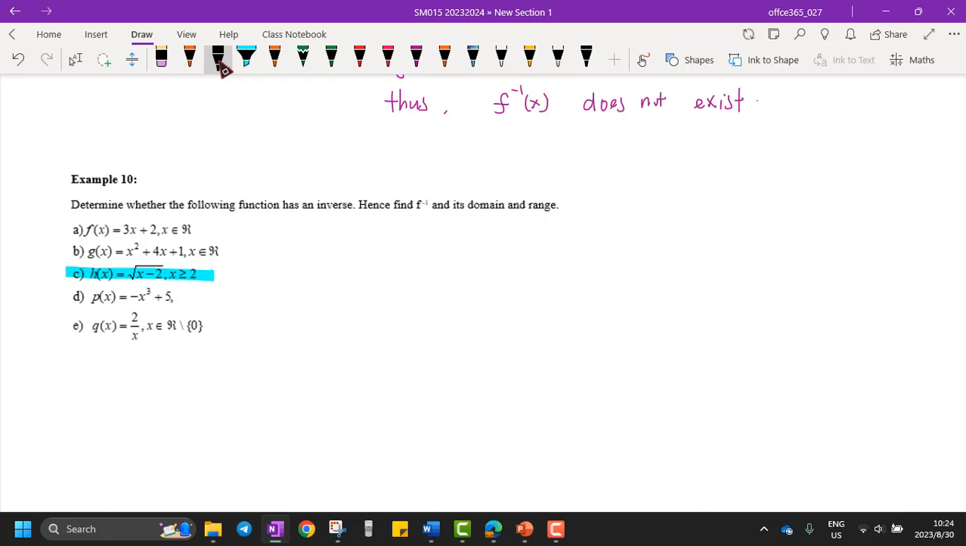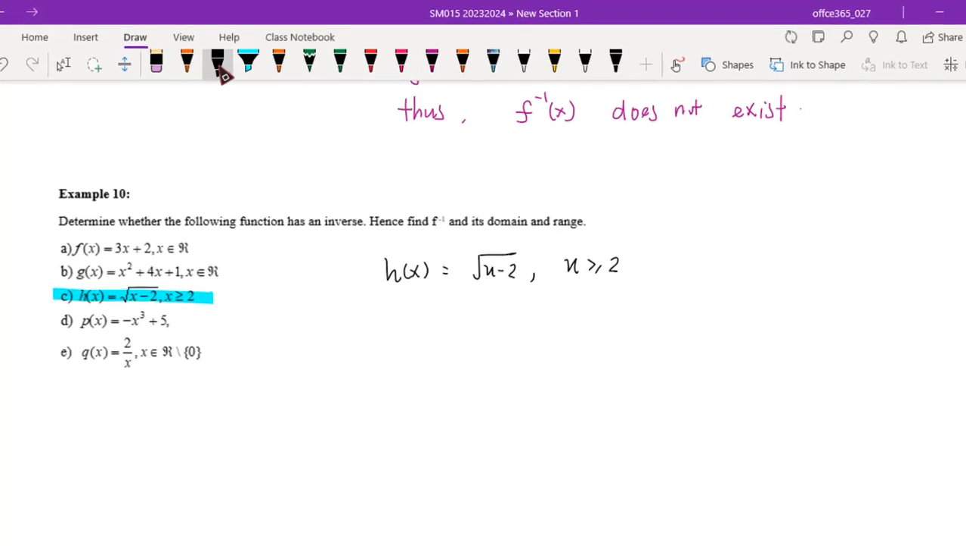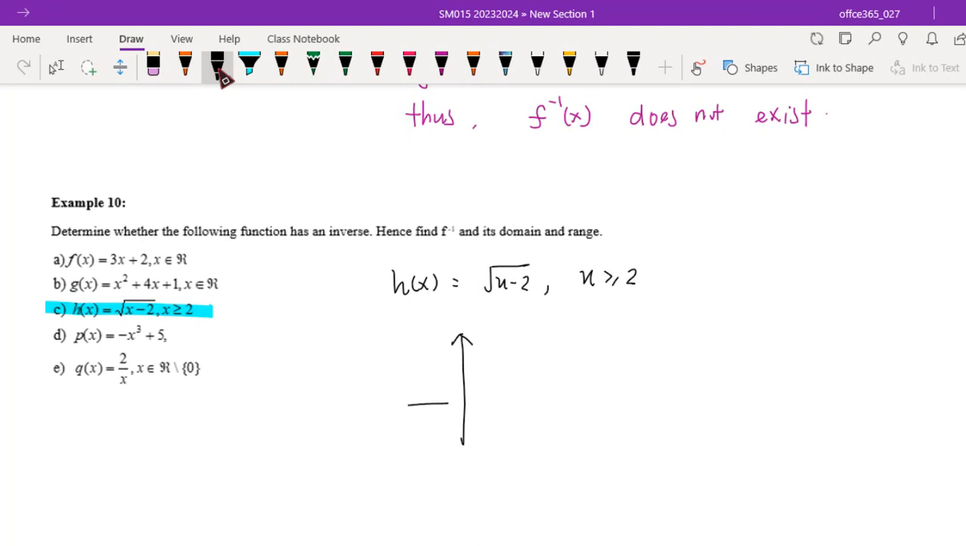Now for question C, h(x) equals the square root of x minus 2, and the domain is given as x greater than or equal to 2. So we try to use the graphical approach and sketch the graph. We read this coordinate as x equals 2, y equals 0. So the graph will be on the right side of 2. By using the horizontal line test, y equals k, there is only one intersection point. So it means it is a one-to-one function.